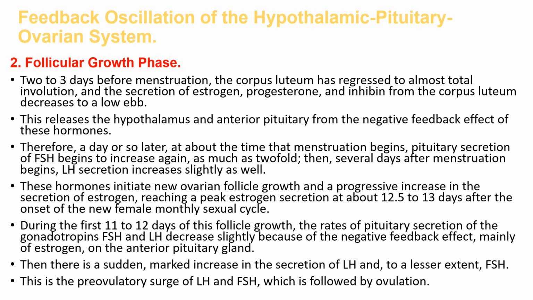Then, several days after menstruation begins, LH secretion increases slightly as well. These hormones initiate new ovarian follicle growth and a progressive increase in the secretion of estrogen, reaching a peak estrogen secretion at about 12.5 to 13 days after the onset of the new female monthly sexual cycle. During the first 11 to 12 days of this follicle growth, the rates of pituitary secretion of the gonadotropins FSH and LH decrease slightly because of the negative feedback effect, mainly of estrogen, on the anterior pituitary gland. Then there is a sudden, marked increase in the secretion of LH and, to a lesser extent, FSH. This is the preovulatory surge of LH and FSH, which is followed by ovulation.